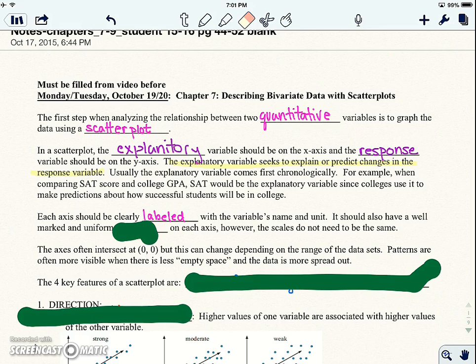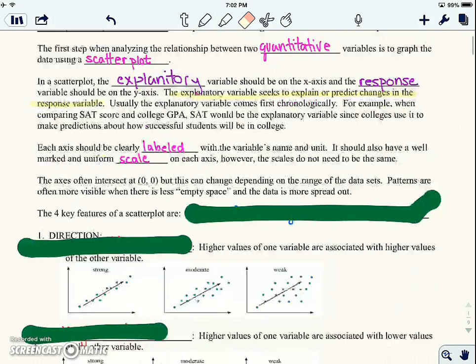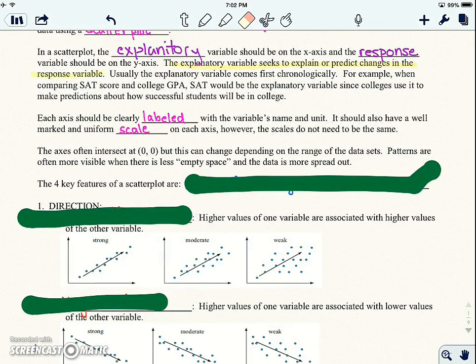Each axis should be clearly labeled with the variable's name and unit. It should also have a well-marked and uniform scale on the axis. However, the scales do not need to be the same, i.e. the X could have a wider space between the tick marks than the Y. The axes often intersect at 0, 0, but this can change depending on the range of the data sets. Patterns are more visible when there is less empty space and the data is more spread out.